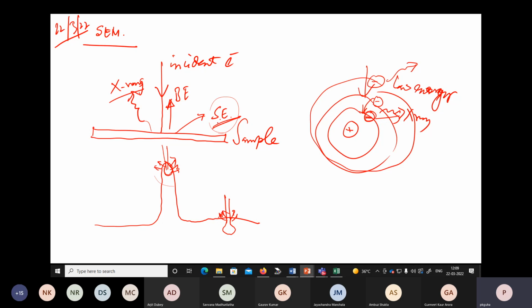And so secondary electron detectors are very close to the surface, because secondary electrons are of low energy. So the detector needs to be close to the surface, and the detector contains a very small voltage so that it can attract these secondary electrons.